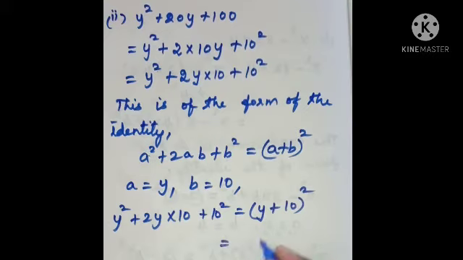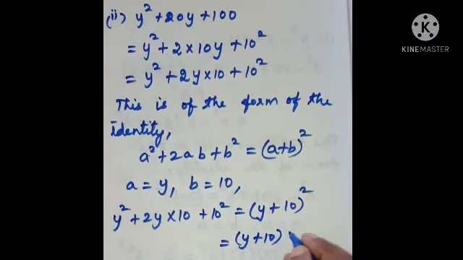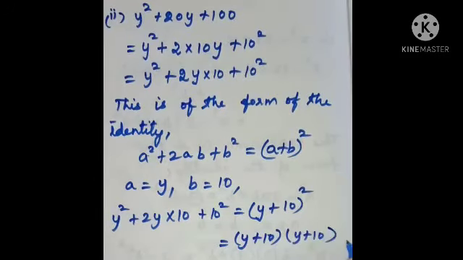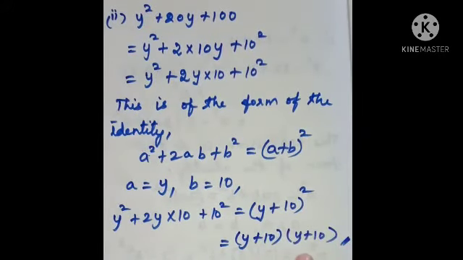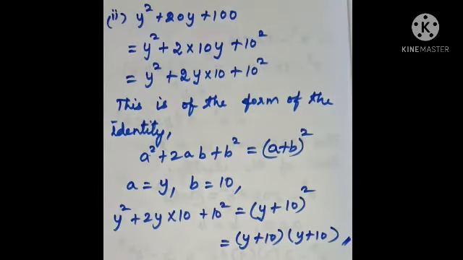So again we are using the exponent rule. Again we are factorizing by using the exponent rule, that is x power m into x power n is equal to x power m plus n. So that is y plus 10 into y plus 10, which is the factorization form of the given expression y square plus 20y plus 100.